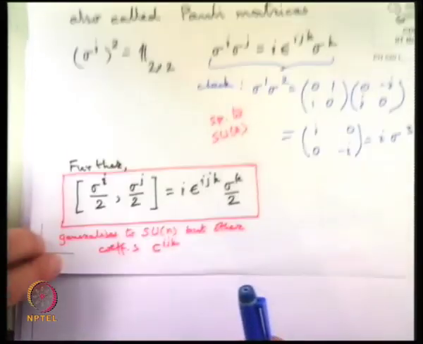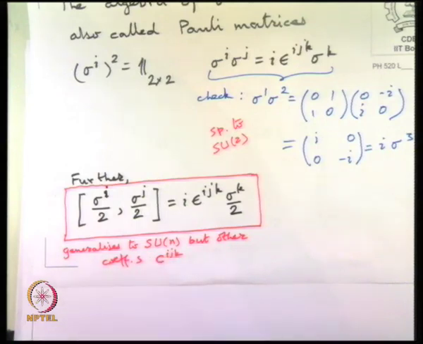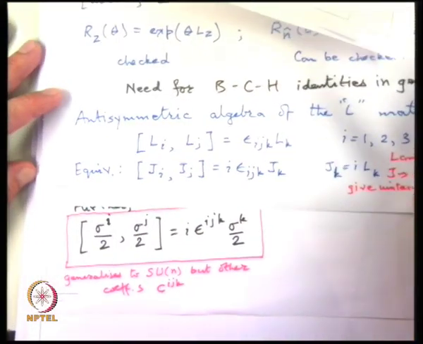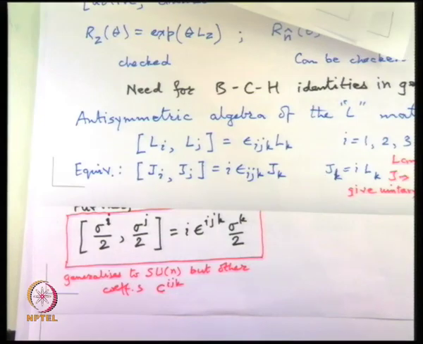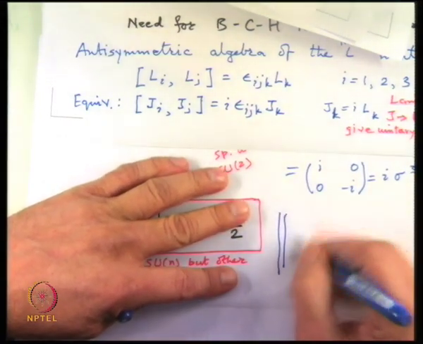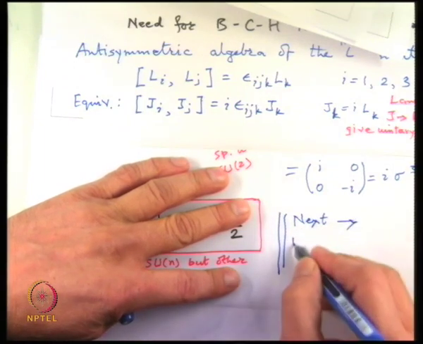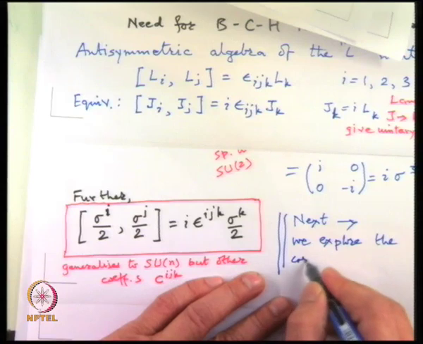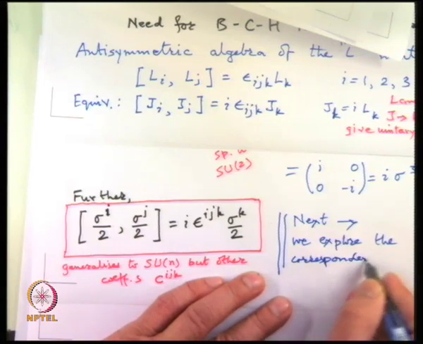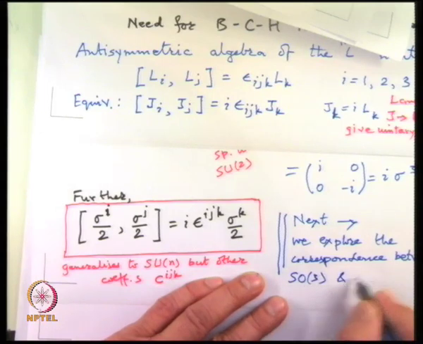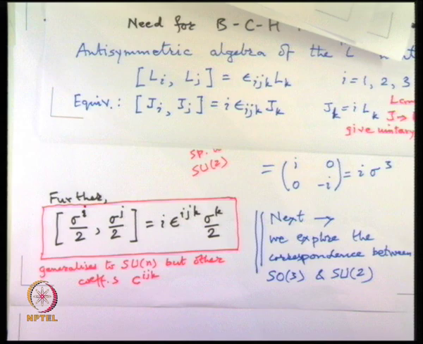So now we see the analogy of this with the rotation algebra. It's exactly the same. The algebra of the sigma by 2 matrices is exactly the same algebra as the J matrices. So we will explore the correspondence between SO3 and SU2. So that's for next time.